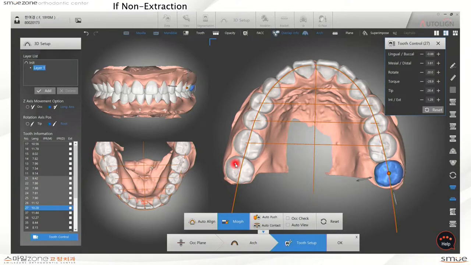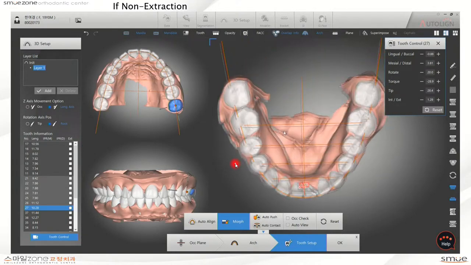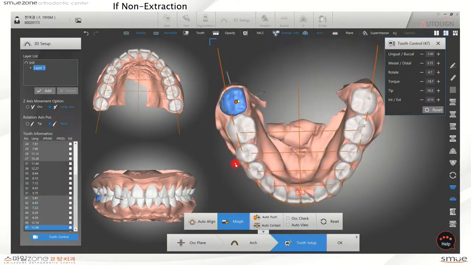So it's too much. There is no space, and 5 millimeters distalization takes more than 3 years. So I decided to extract bicuspids.